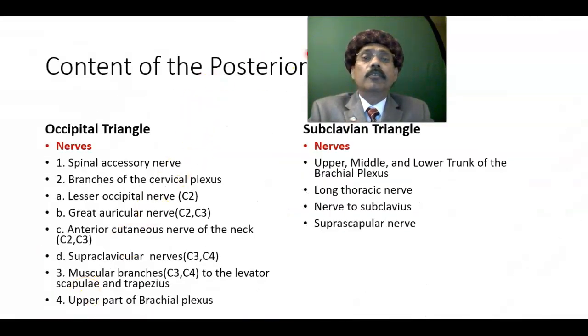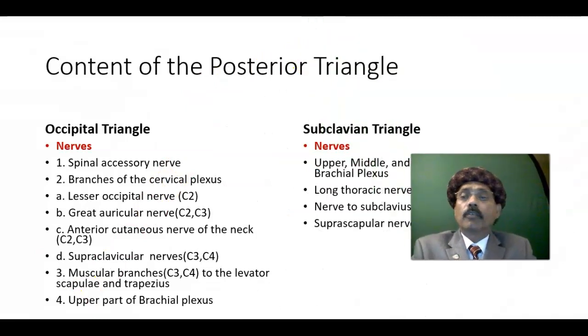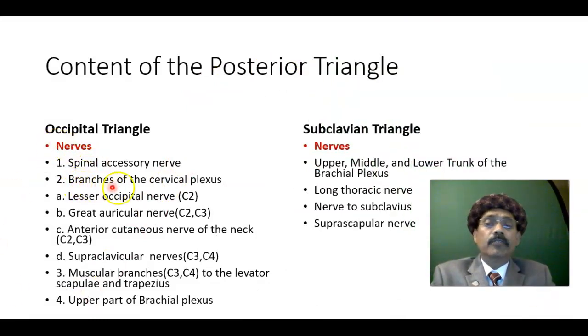Okay, so content of posterior triangle, we go there. Content nerve, spinal accessory nerve, branches of cervical plexus, we just discussed that. And we have muscular branches to the levator scapulae from C3, C4, and also from the C5. Okay, so we'll get from the root of the brachial plexus from the C5, supplying the levator scapulae. Okay, and we'll get the innervation to the trapezius by means of the accessory nerve.